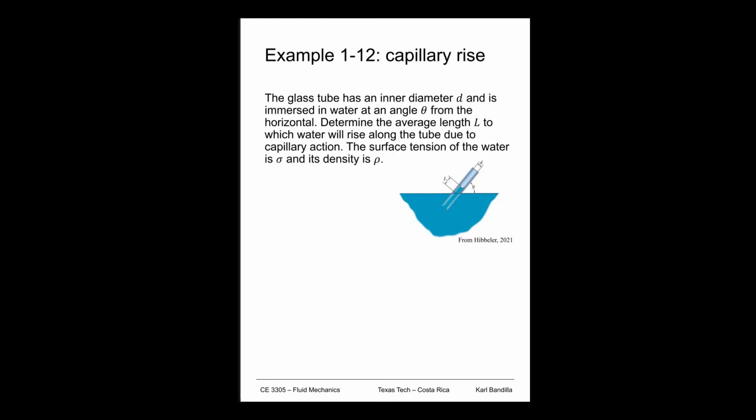Here is example 1-12. It talks about capillary rise, and we are asked to find the length of the rise in an inclined tube. We're asked to do that based on the diameter of the tube, the angle of the inclination, also the surface tension of the water sigma, and the density rho.